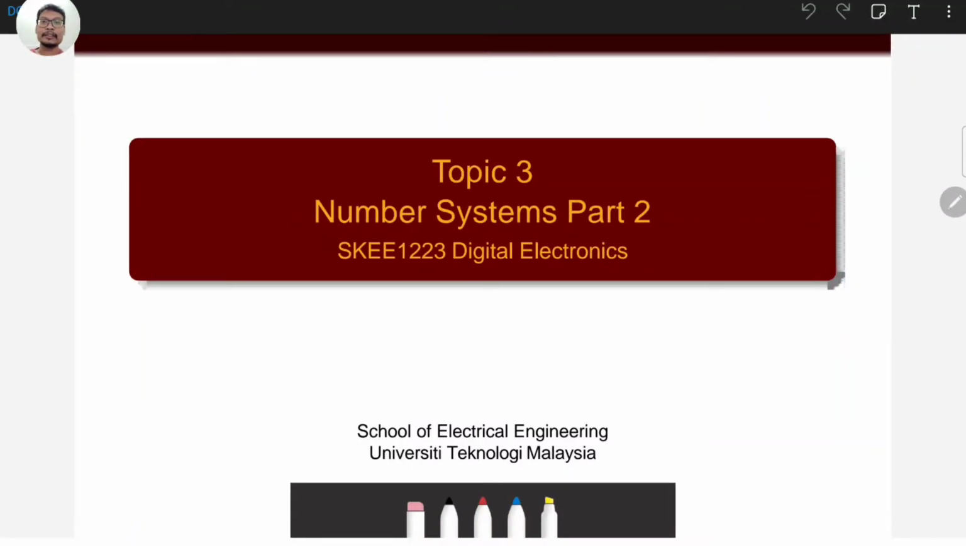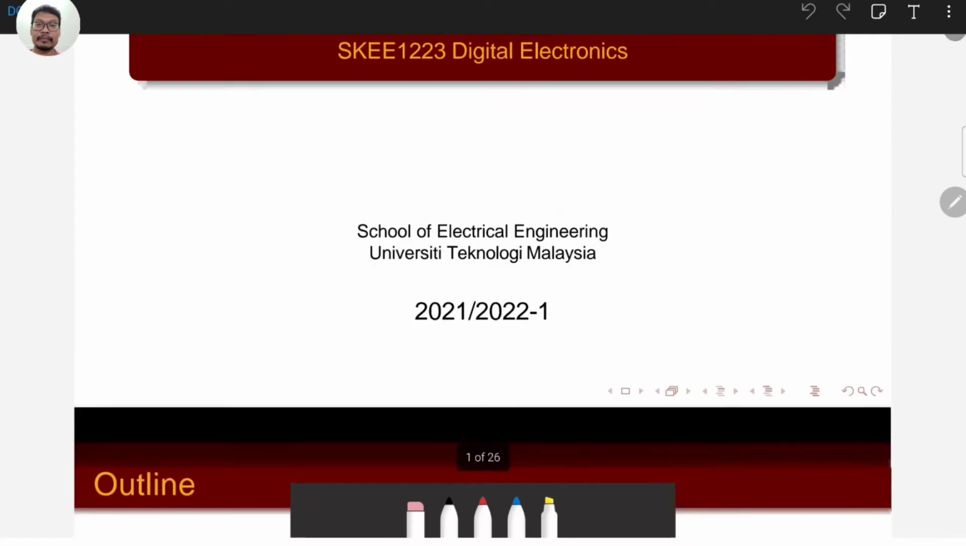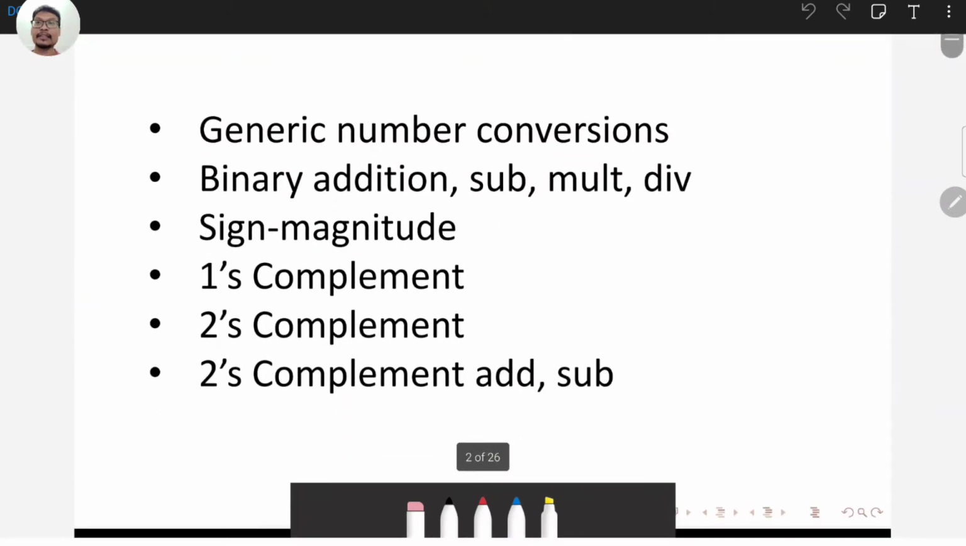Hello everyone, let's proceed with the lecture on the next topic. We are in topic 3, number systems part 2. So this is the outline of this week's lecture.